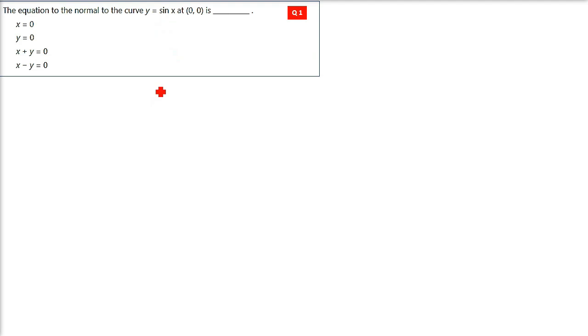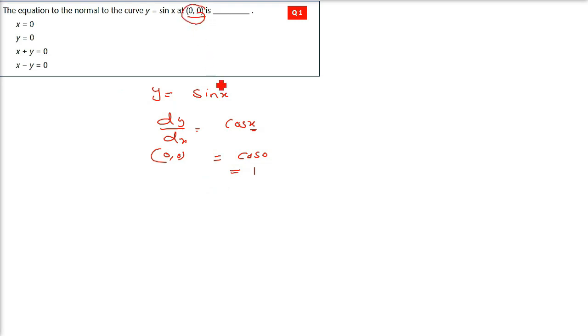Now we have the curve which is y equals sin x. First we'll differentiate this. dy by dx is equal to cos x. Now at (0, 0), so just put x as 0. So cos 0 is 1. Now this dy by dx, cos 0, is equal to 1. So we have the slope now, right?